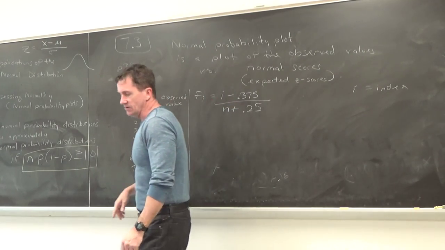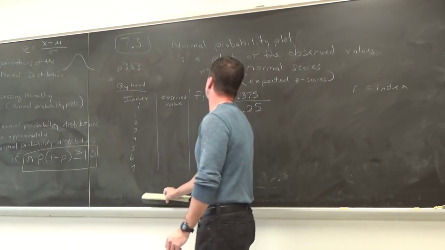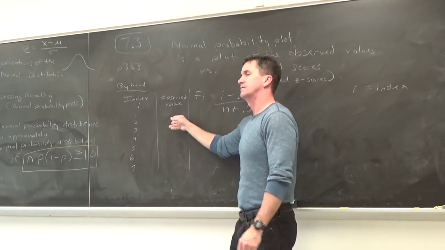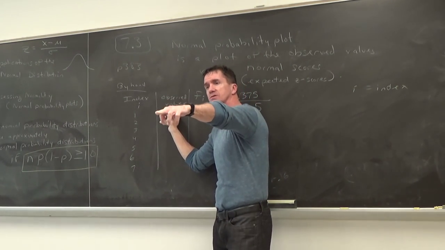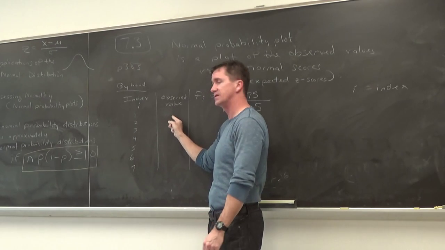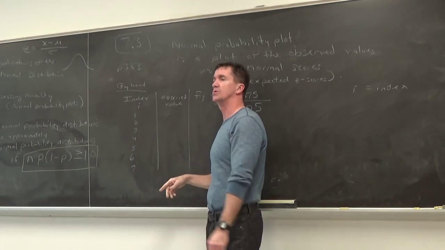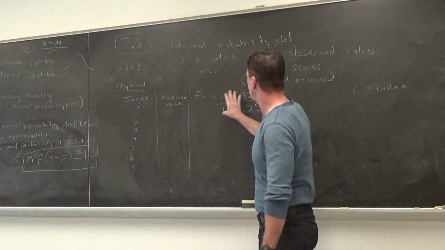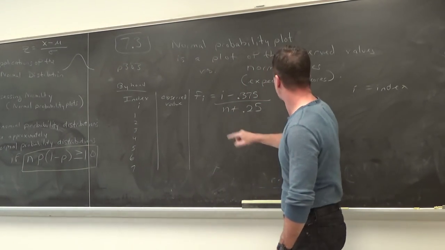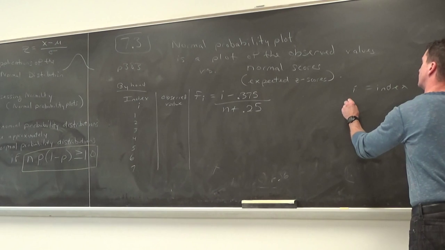The observed value, like their gestation periods. If hers lasted 250 days, then you put 250 there. And hers lasted 270 days, you put your 270 there. These would be the observed values. But then you can calculate this. I want to point out N is the number of observations you have.